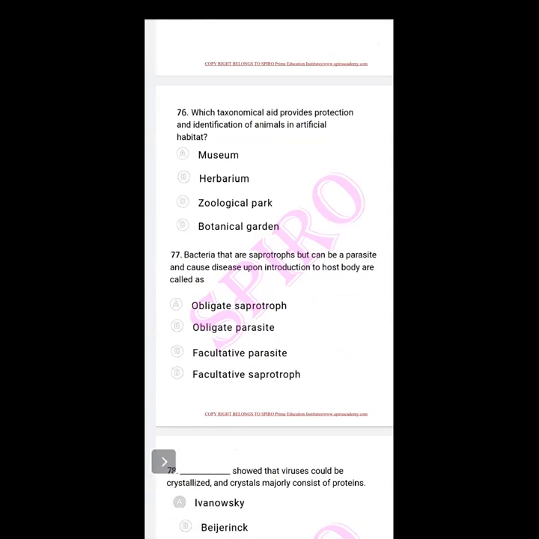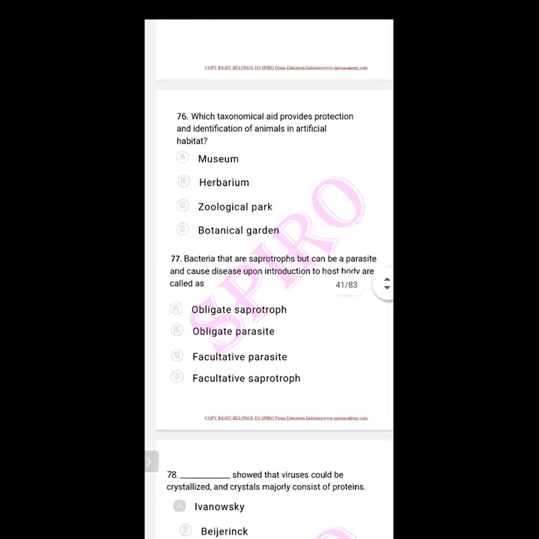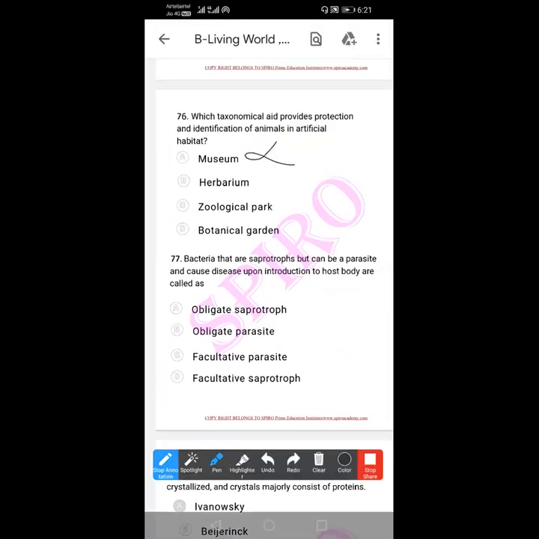So one thing you should do, museum. No, we have the dead preserved animals, herbarium, dead preserved plants, botanical garden, live specimens. So the correct answer is zoological park. In a zoological park, we'll create an artificial environment that is similar to the natural habitat of animals.